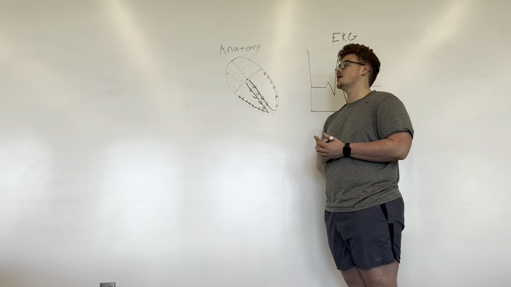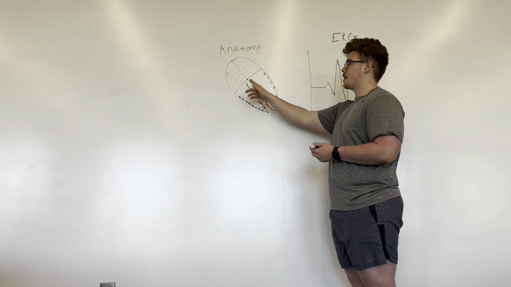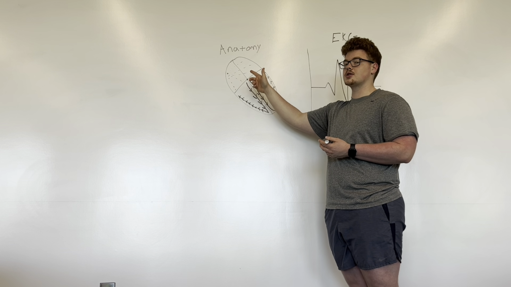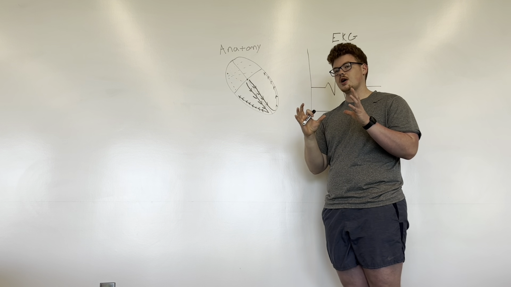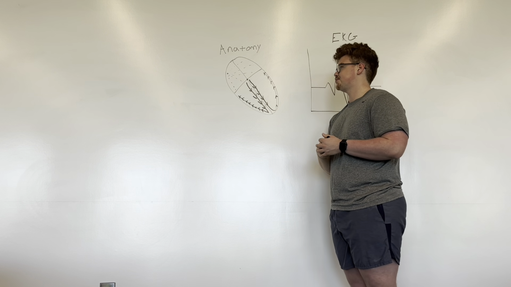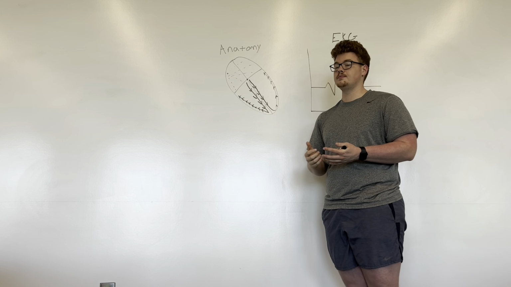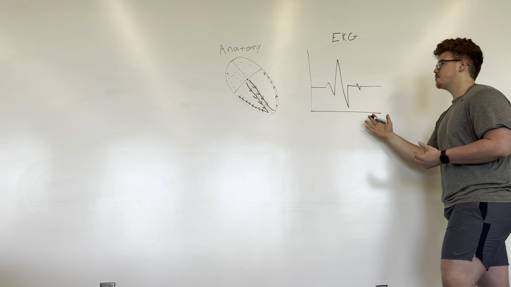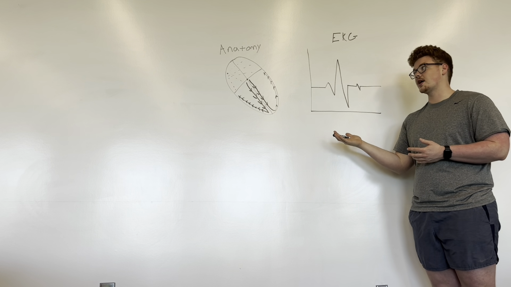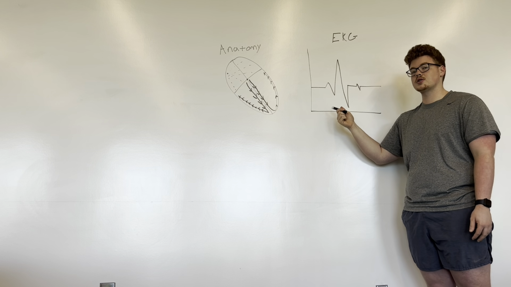This AV nodal delay allows for as much blood to fill the ventricles as possible, and this method of depolarization allows the ventricle to kind of wring out blood so that we can eject as much as possible. This blood then goes to the aorta and out of the rest of the body. Now for our EKG, this is just a graph that shows this electrical activity. So starting with our P wave, this is atrial depolarization.